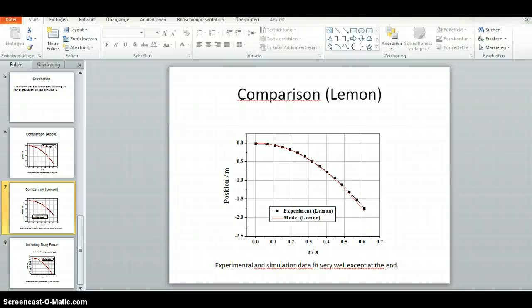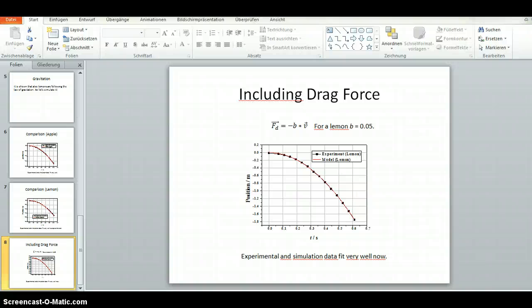We have to introduce drag forces. Drag forces are equal to a constant b times the velocity, and they go into the opposite direction of the velocity. If we assume b is equal to 0.05 and add the drag force to the net force, we will see that the experiment data fit very well with the simulation.